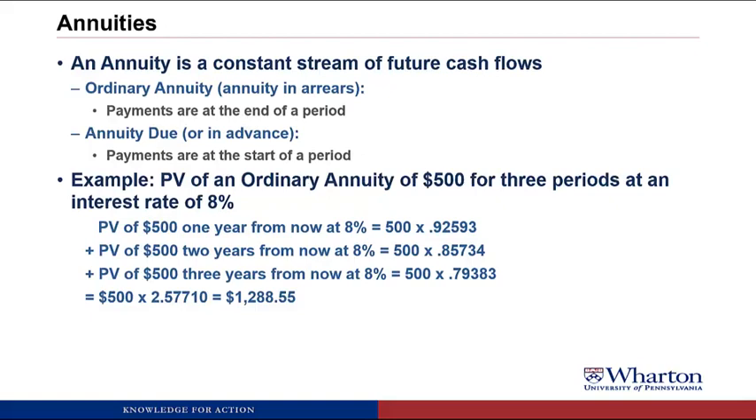So the nice thing about annuities is if it is the constant payment, we don't have to do 3 separate present value calculations for each of the 3 payments. Instead, we're going to have a table that'll give us one factor that will allow us to do one calculation to figure out what's the present value of getting that annuity of $500 at the end of each of the next 3 periods.